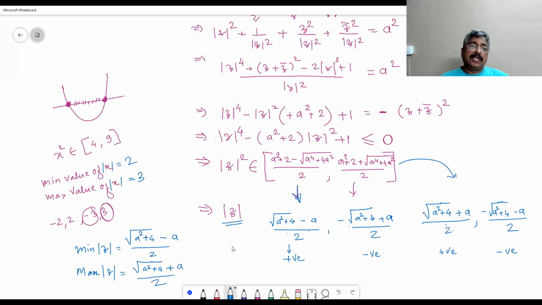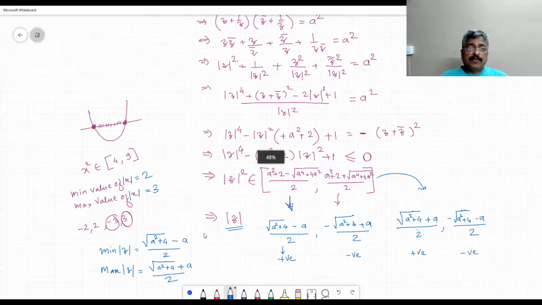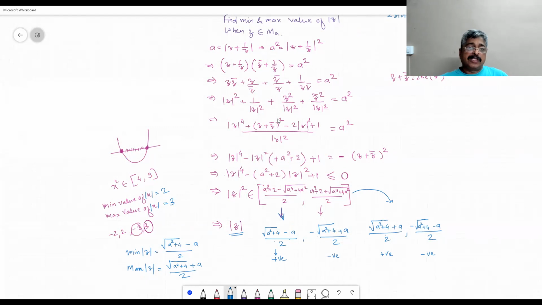So what is the learning value in this problem? In this problem, the learning value is this step.